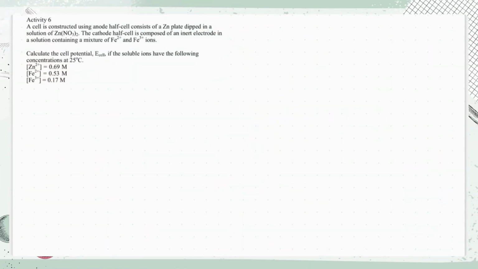Hi, my name is Nur Shafika Najwa. Today I will show how to calculate the cell potential for an electrochemical cell using a step-by-step approach. Here's our problem. We have a cell with a zinc electrode as the anode and a solution of Fe2+ and Fe3+ ions as the cathode. We are tasked with finding the cell potential E cell at 25 degrees Celsius given the concentrations of the ions.